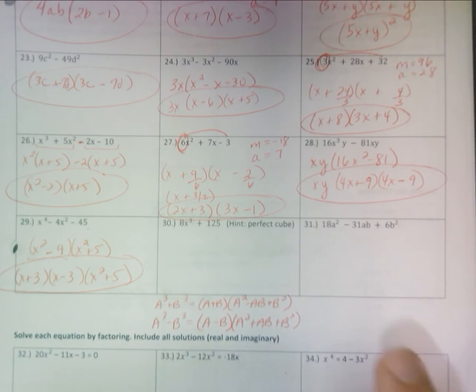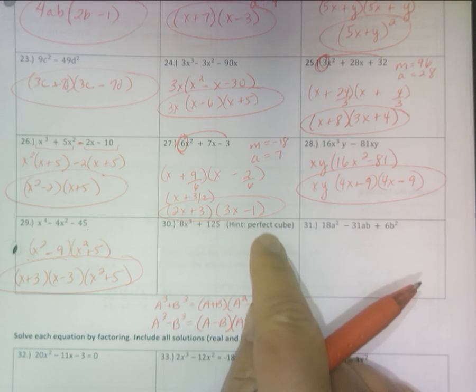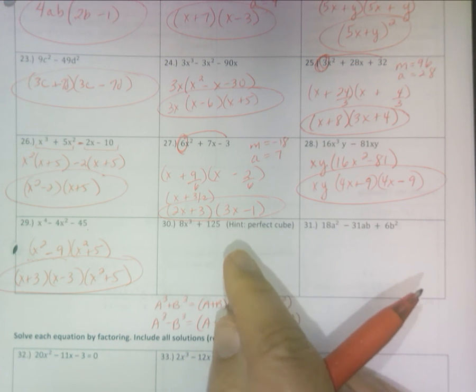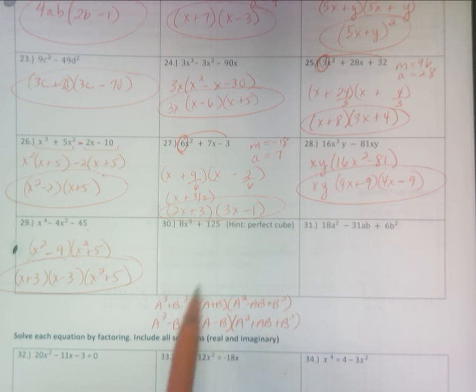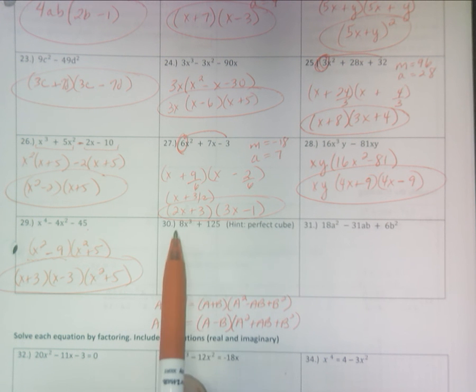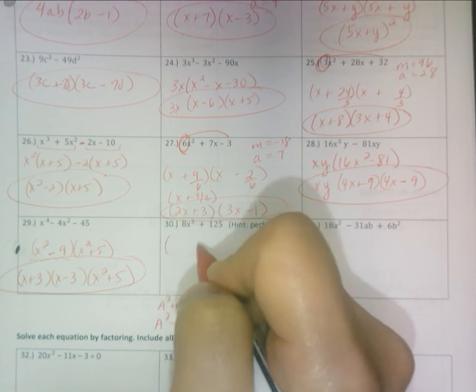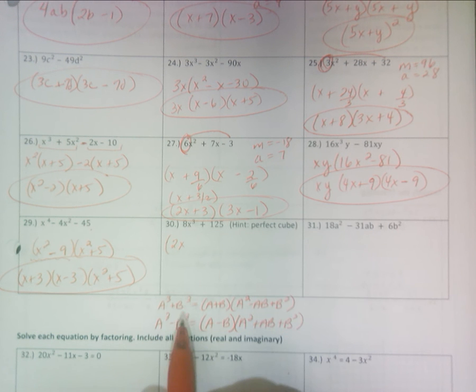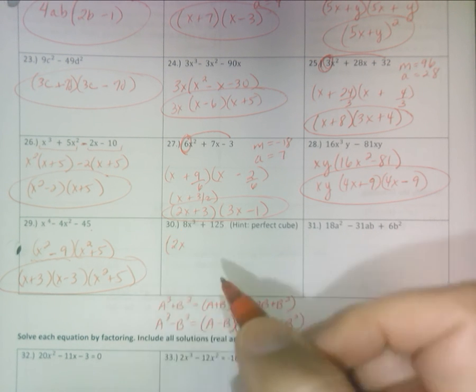Okay. This, I gave you a hint, is a perfect cube. You're not going to have a lot of perfect cubes, but you need to be aware that they happen. Perfect cubes are in the form of a cubed plus b cubed, a cubed minus b cubed, where you look at this term, it's two terms, and these are both cubes of something. So you have to know what's the cube root? What is being cubed? So 8x cubed would be 2x. If 2x times 2x times 2x, 2x cubed, you would get 8x cubed.